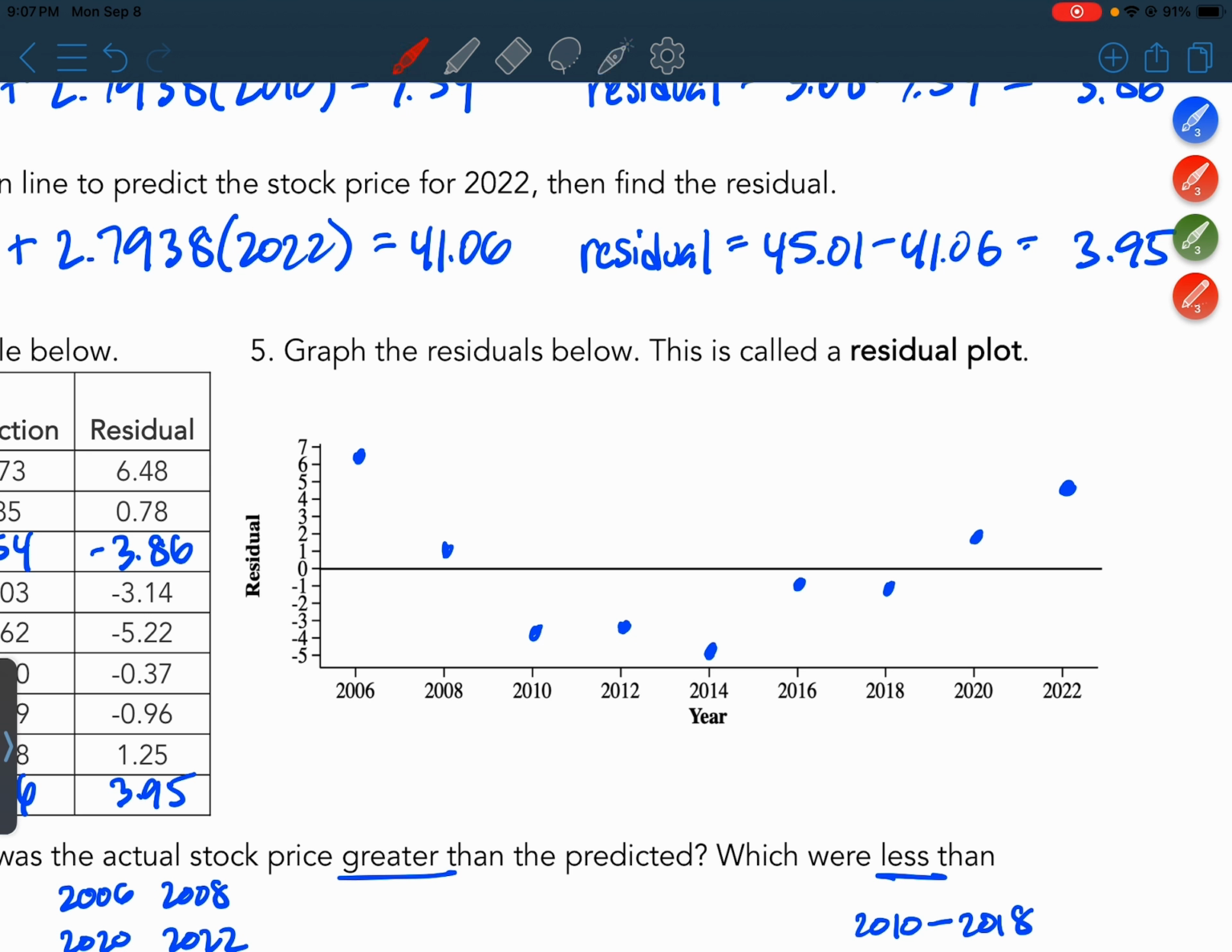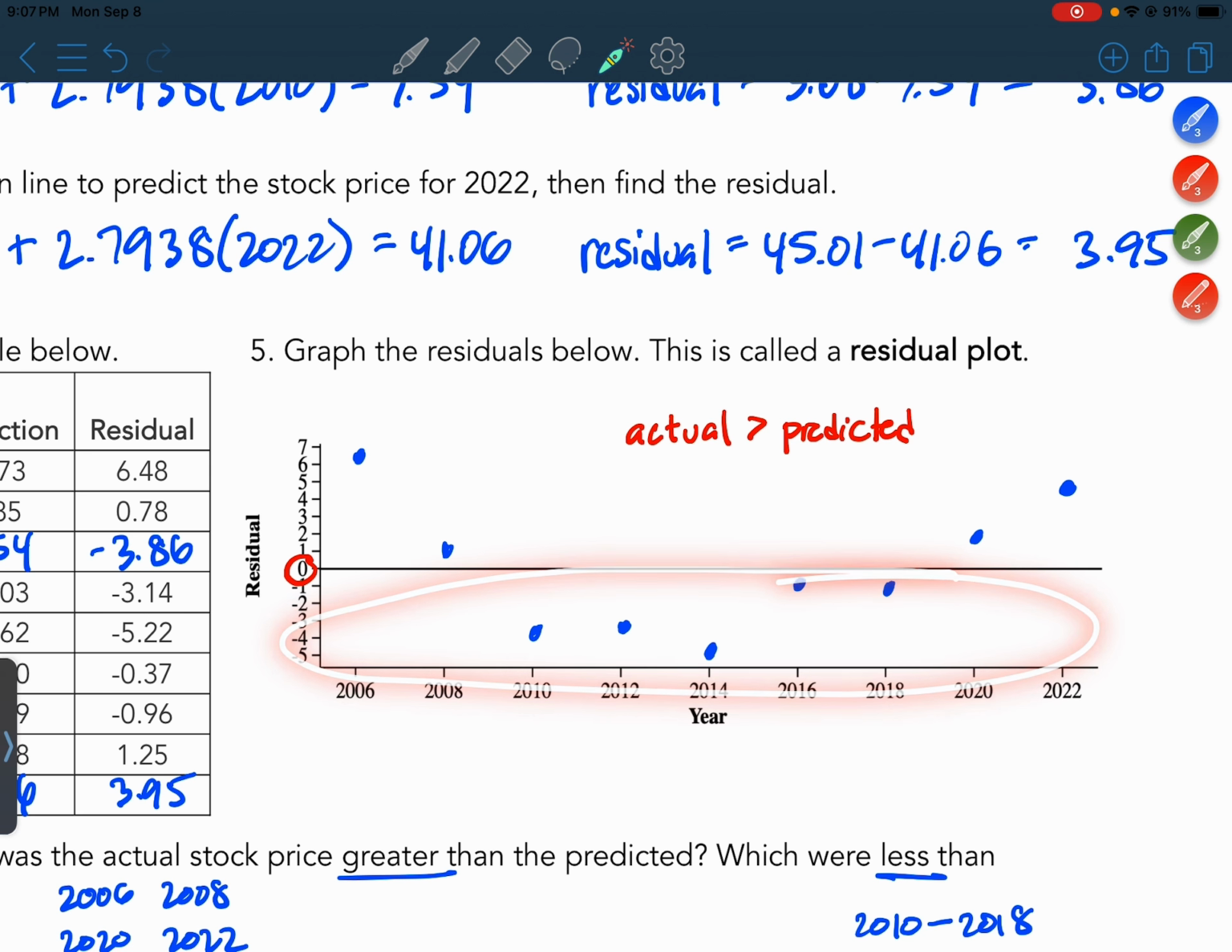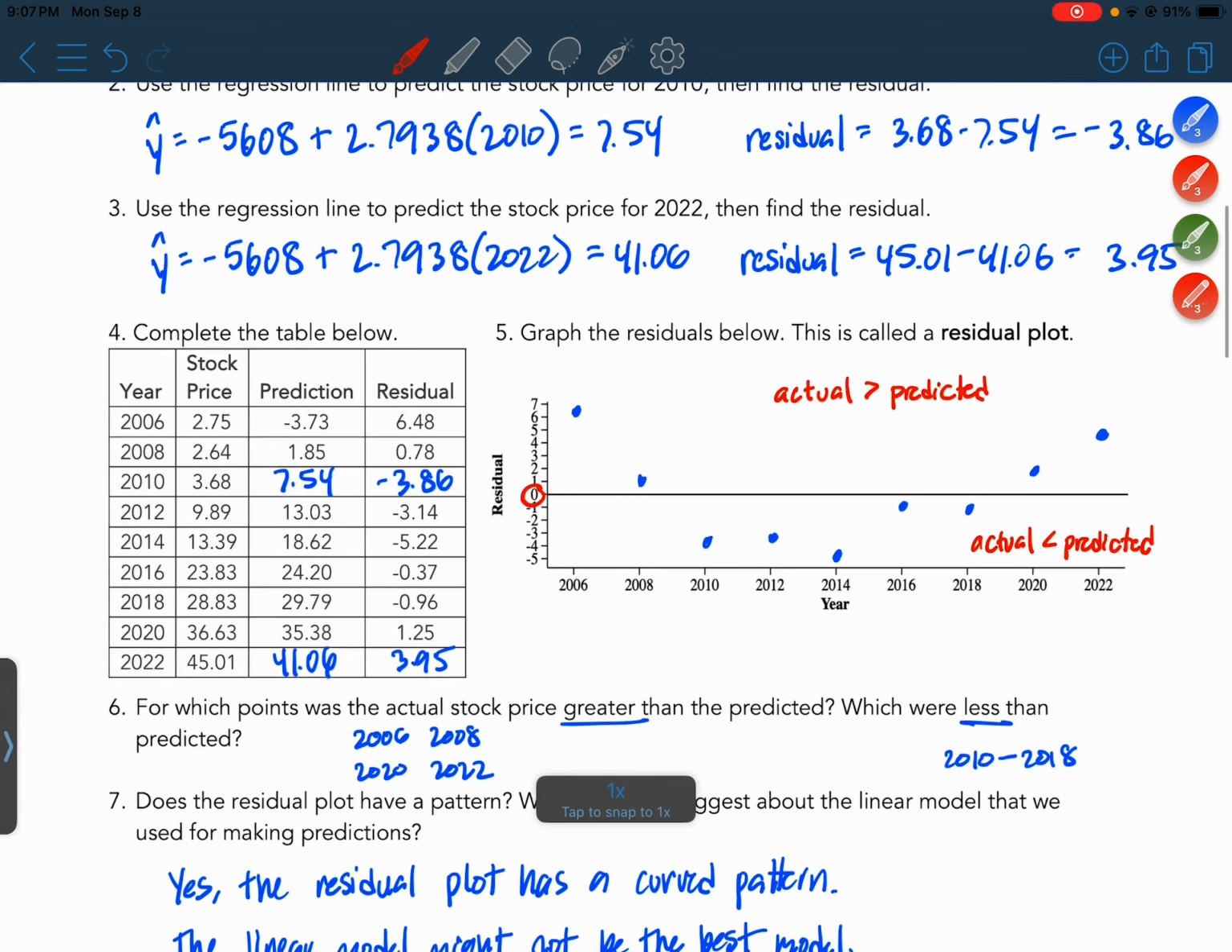Notice how there's a line here for 0. All of our positive residuals are going to fall above this line. This is when the actual value is greater than the prediction. And then all of our negative residuals are going to fall below the line. This is when the actual value is less than the predicted one.